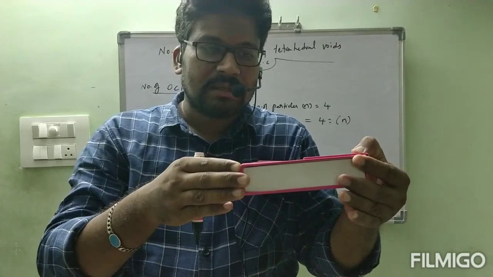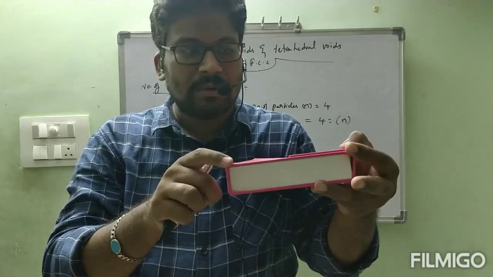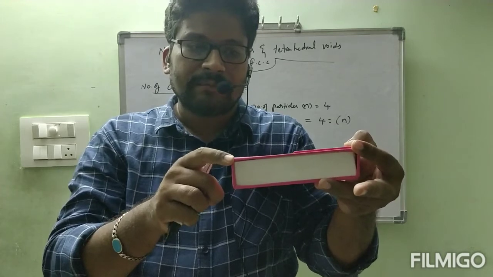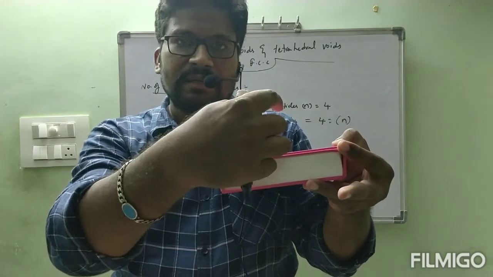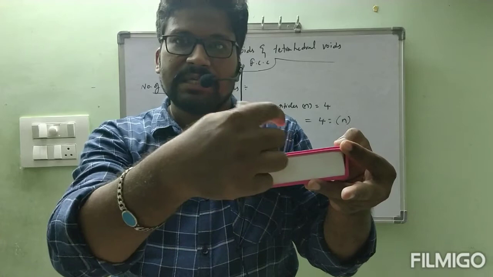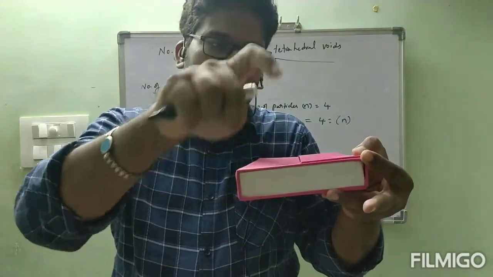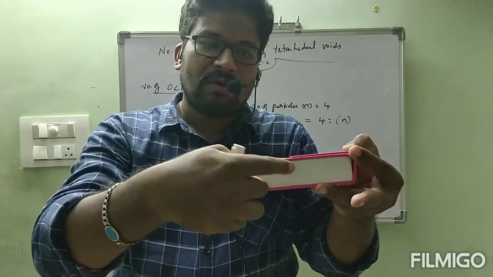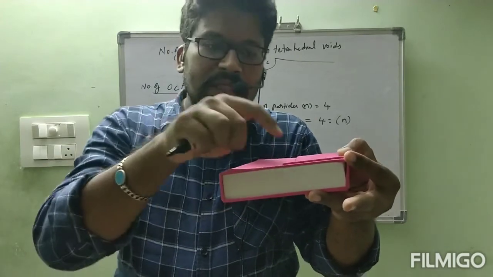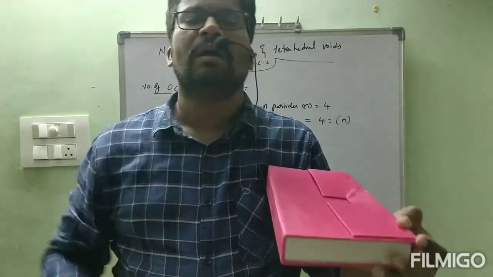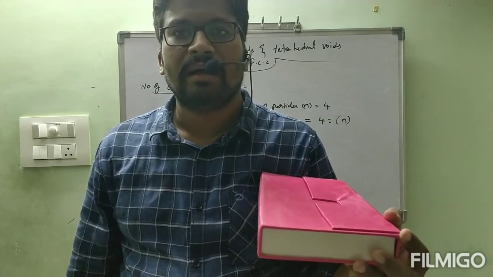4 corners. Sorry, 1 minute. 1, 2. 2 corners. This face center and this face center. This face center and this face center. This face center and this face center. 1, 2, 3, 4, 5, 6. This is also an octahedral void.